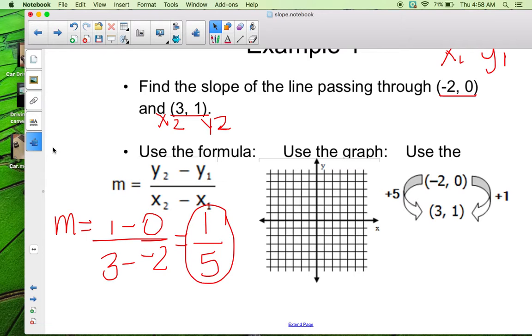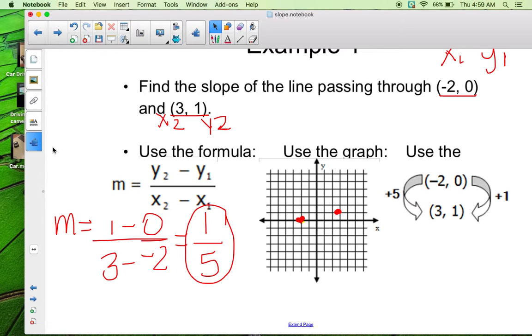Another option is to plot the points and graph it and then determine the slope, rise over run. So negative 2, 0, let's see if I can just plot it with my finger. Negative 2, 0 is right there. I'll try doing it in red so you all can see. Right there. And 3, 1, 1, 2, 3, up 1 is right there.